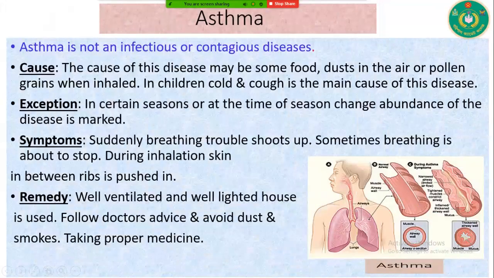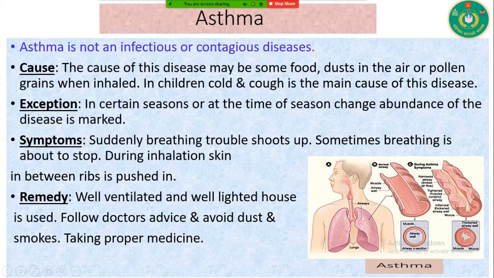Okay, boys. Now we discuss asthma. Asthma is not an infection or contagious disease. The cause of the disease may be some food, dust in the air, or pollen grains when inhaled. In children, cold and cough is the main cause of this disease. In certain seasons or at the time of season change, abundance of the disease is marked.